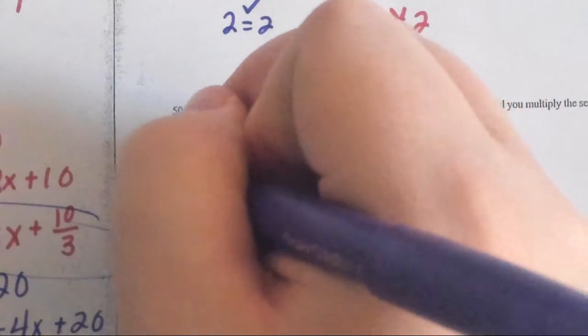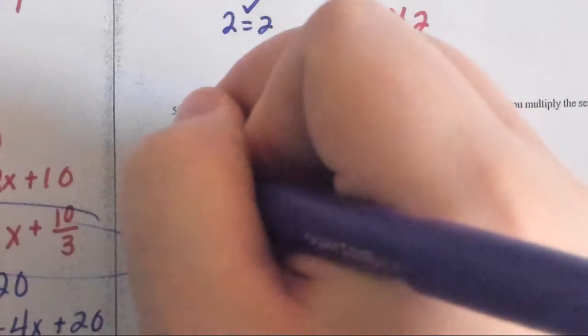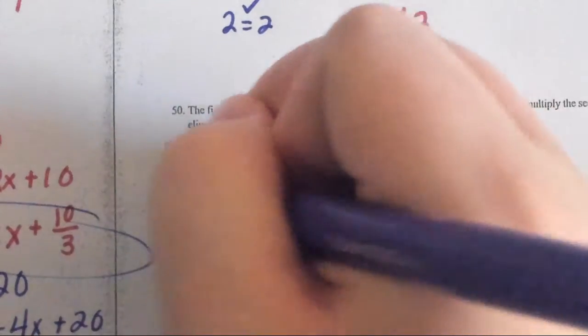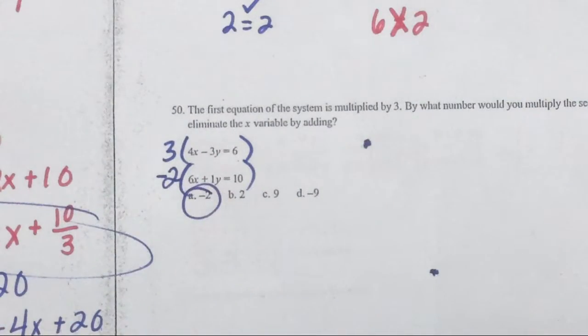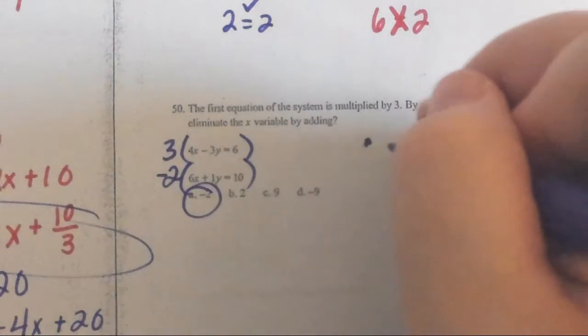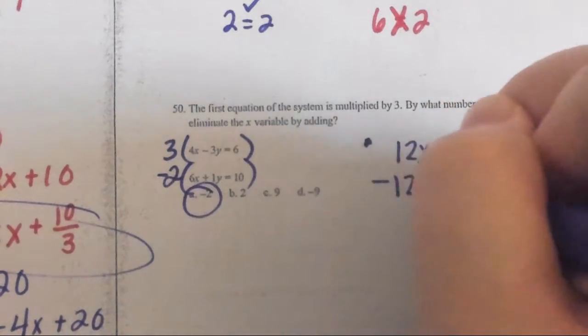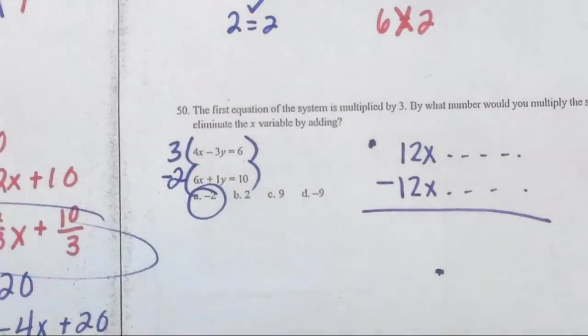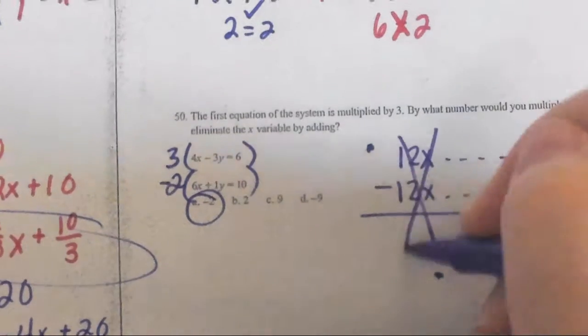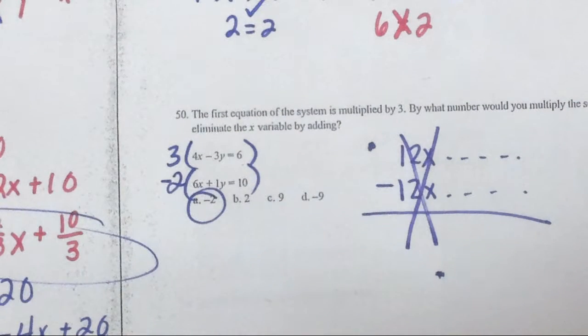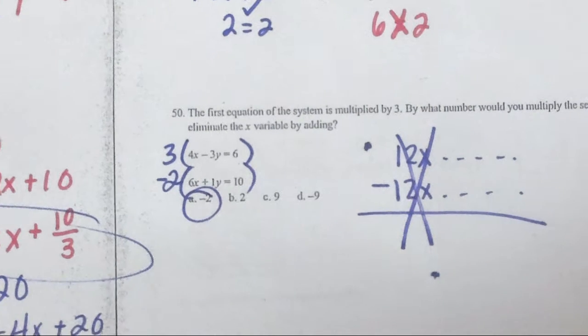Hunter says 2, but it has to be negative 2. So it's A. I'm still going to give 6 and 1 a point. It has to be negative 2 because we want it to be 12x and all the other stuff, and minus 12x and all the other stuff. If they're not opposite signs, they won't actually cancel out. They have to be opposite signs. So since the top equation is a positive 12, we need the bottom equation to be a negative 12. Yay!